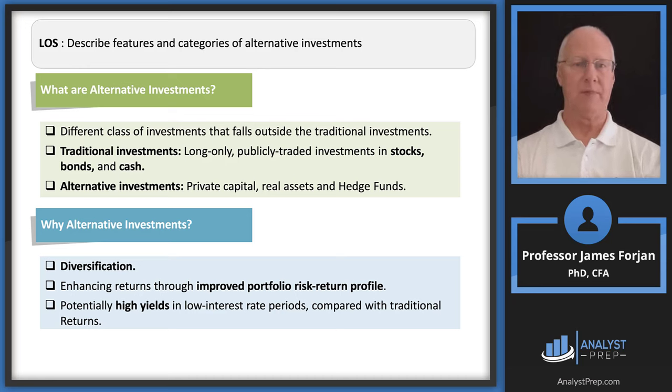So here we go. Typical introductory slide that we have. What are alternative investments? Well, what did I just say? This means that they fall outside the traditional equity securities, fixed income securities, and whatever money market securities you can throw in. So here are three quick examples: private capital, real assets, and hedge funds.